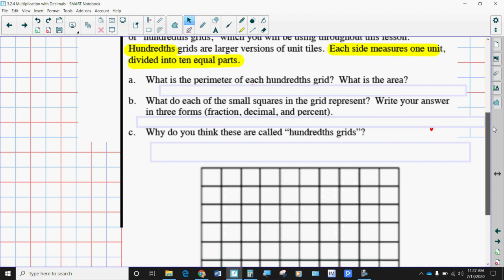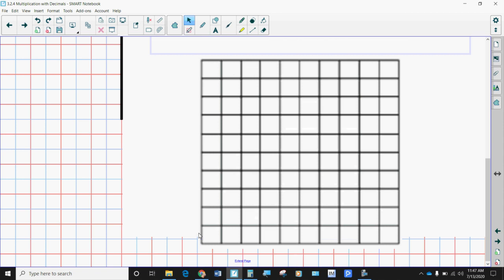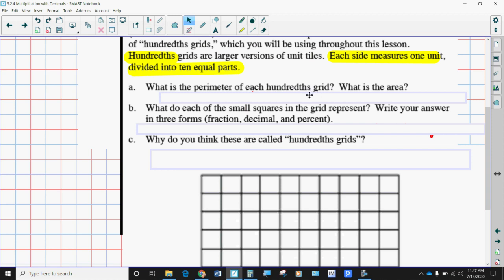So with this being the case, what is the perimeter of each hundredth grid? If I were to add this unit and this unit together, how many total units is that perimeter? And then what is the area? Well, if you are thinking like I'm thinking, the perimeter must be 4 units, right? And then the area, since area is found by multiplying the length times the width, or the base times the height, 1 times 1 means that this entire hundredth grid is equivalent to 1 square unit.